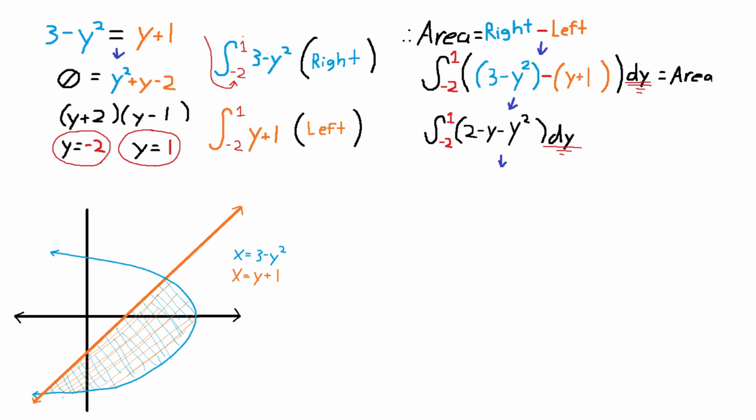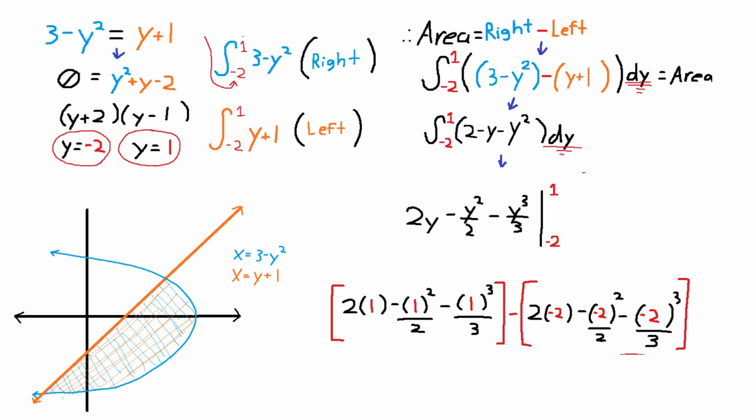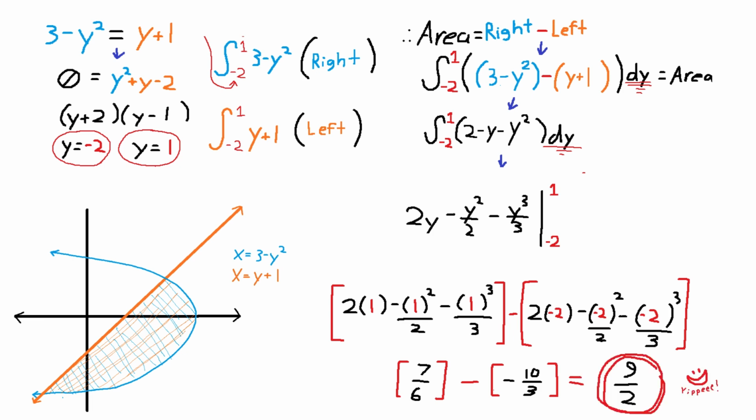Let's combine what's in those parentheses. So we should get 2 minus y squared. Let's take the antiderivative of that, and we should get 2y minus y squared over 2 minus y to the third over 3. We evaluate it from 1 to negative 2. So we should write out this work because this is a little bit more complicated than the last one. Plugging in 1, we should get 7 over 6, and plugging in negative 2, and subtracting it from that 7 over 6, we should end up getting 9 halves.